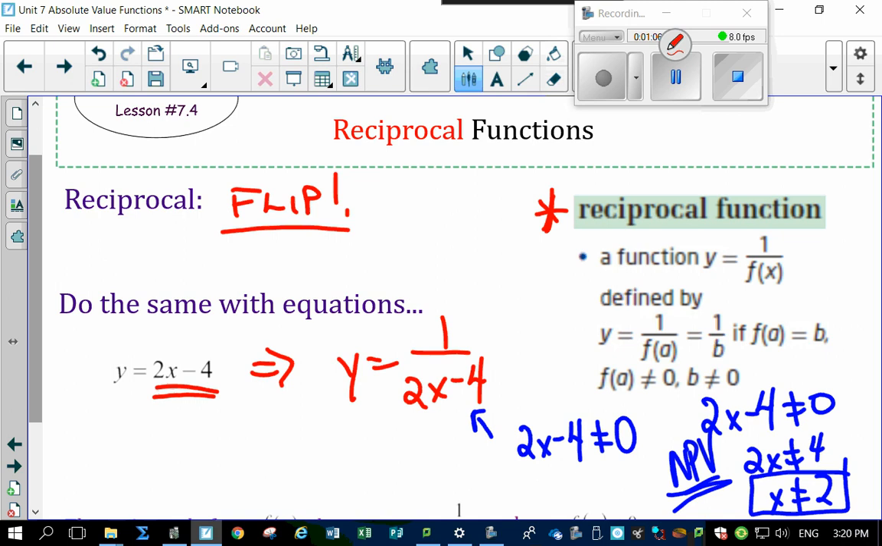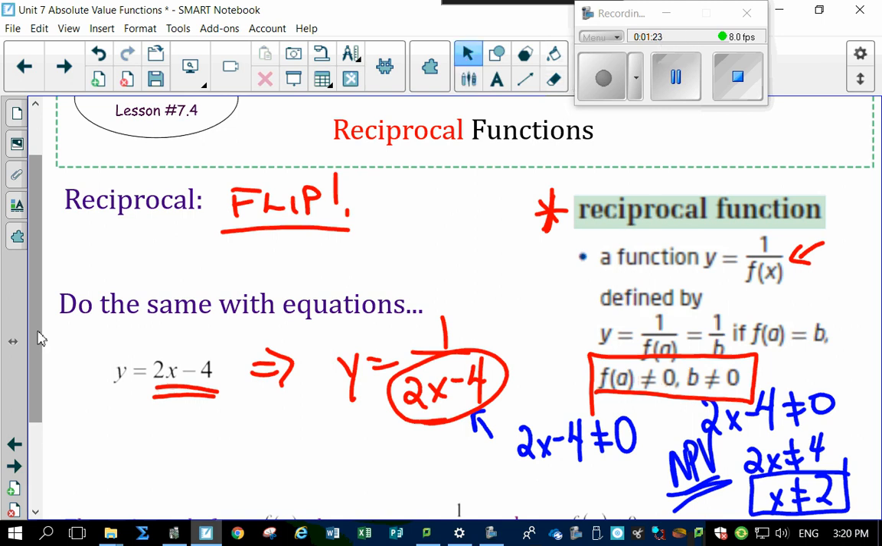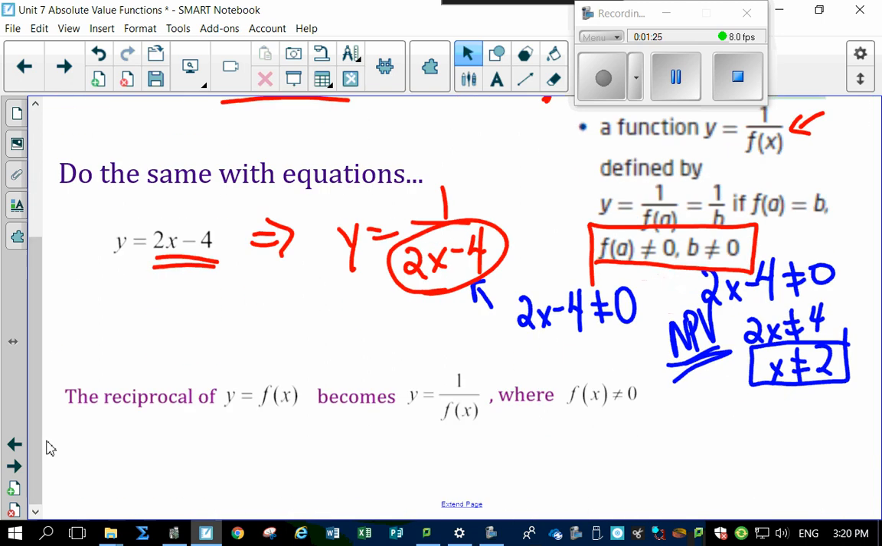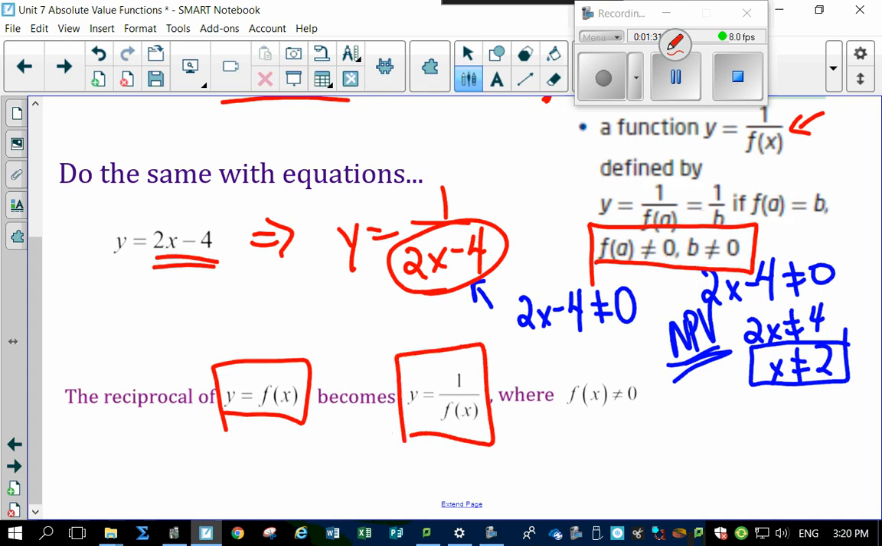A reciprocal function is a function of 1 over f of x. In other words, all we're doing here is flipping it. That's it. But you have to remember that this denominator cannot equal 0. It's a non-permissible value, so that becomes extremely important when you're doing this. So the reciprocal of y equals f of x just becomes 1 over f of x, and f of x cannot equal 0.